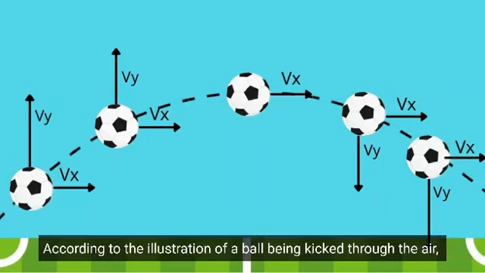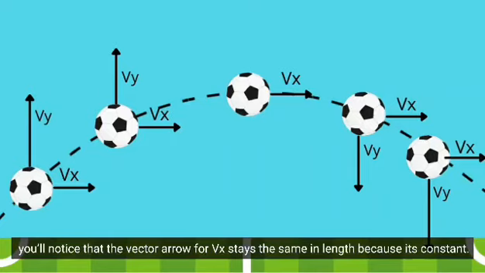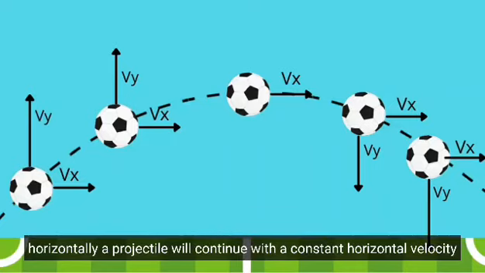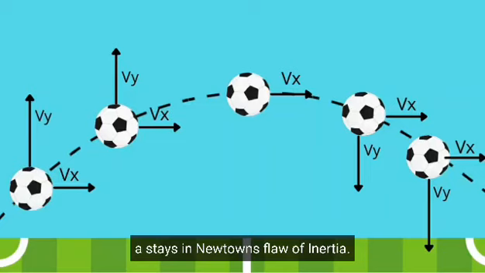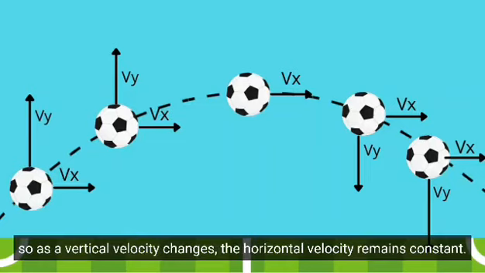According to the illustration of a ball being kicked through the air, you'll notice that the vector arrow for Vx stays the same in length because it's constant. Horizontally, a projectile will continue with a constant horizontal velocity as stated in Newton's law of inertia. So, as the vertical velocity changes, the horizontal velocity remains constant.